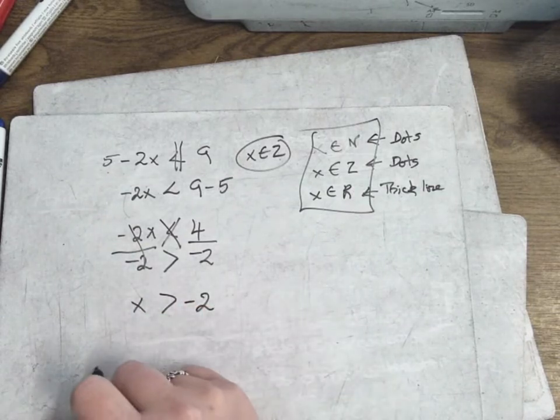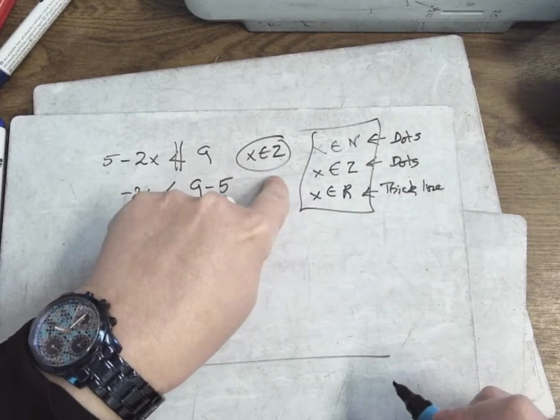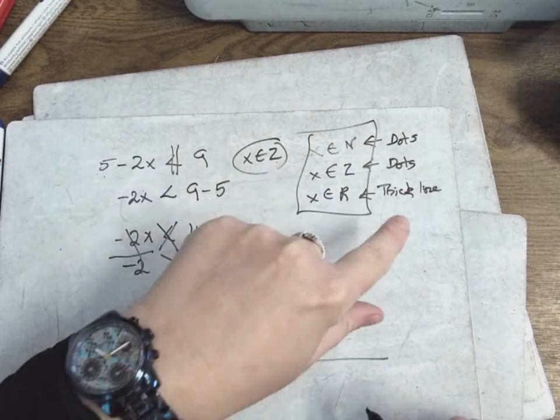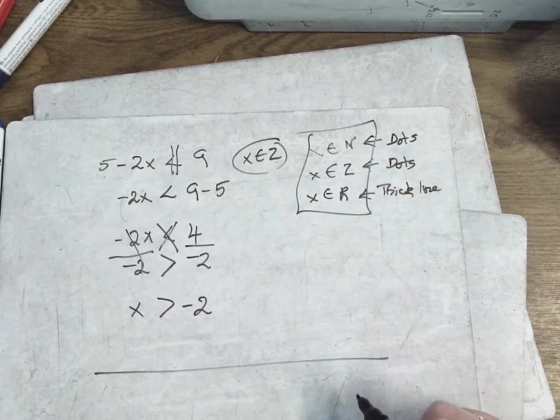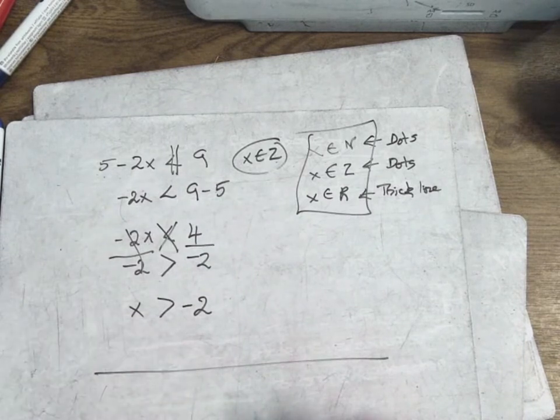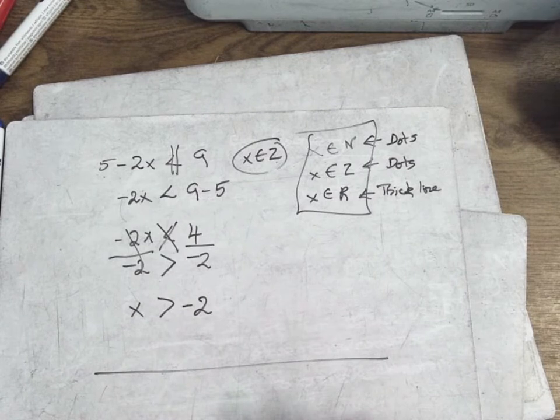Okay? So then you draw your number line. Am I doing dots or a thick heavy line? Dots. I'm doing dots because it's Z. N and Z are dots. Thick line is only for R. So I'm doing dots. I'm starting at, where am I starting? Minus 2. Is minus 2 included? As in, is minus 2 part of my answer?